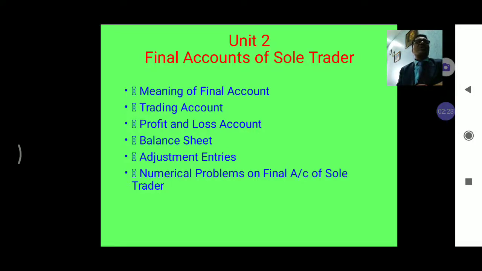What does this unit contain? Meaning of final account, trading account, profit and loss account, balance sheet, adjustment entries, and numerical problems on final accounts of sole trader. You studied this chapter also in the previous year, but newly we study this chapter in a new view.